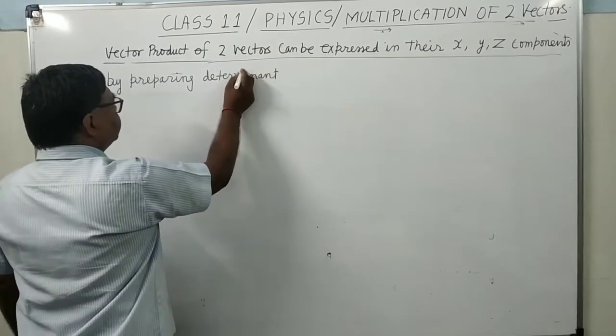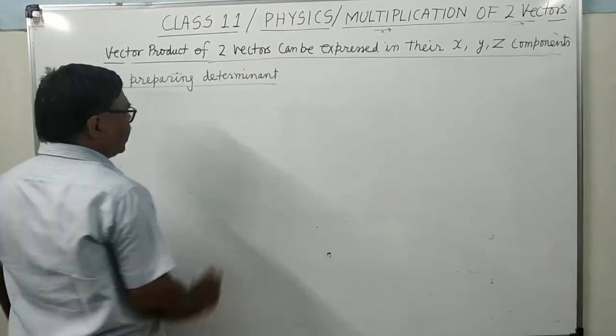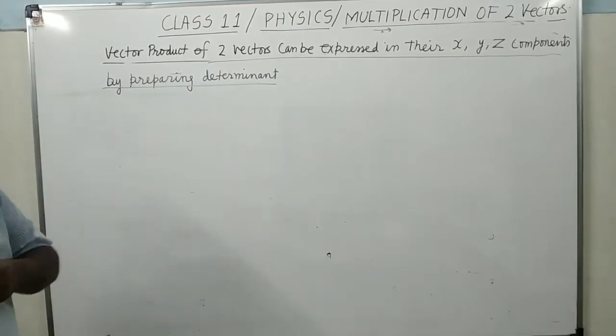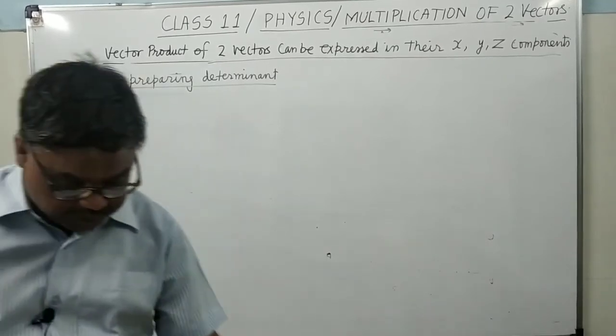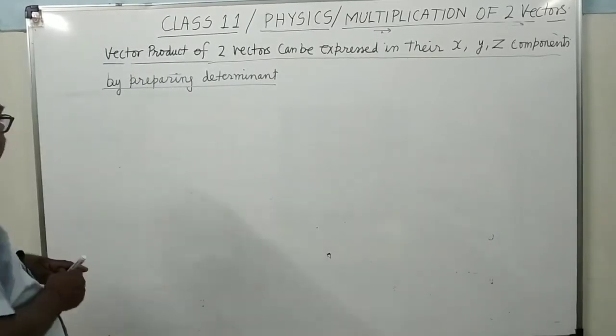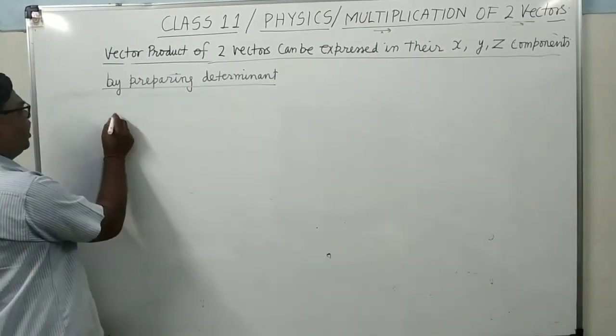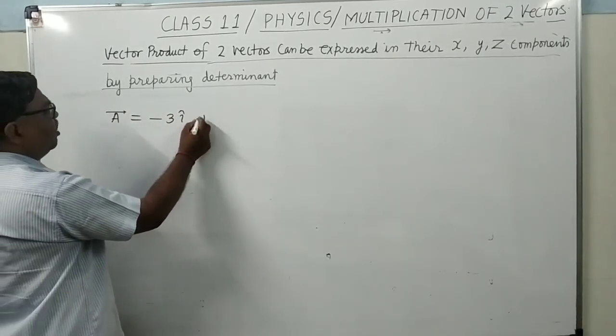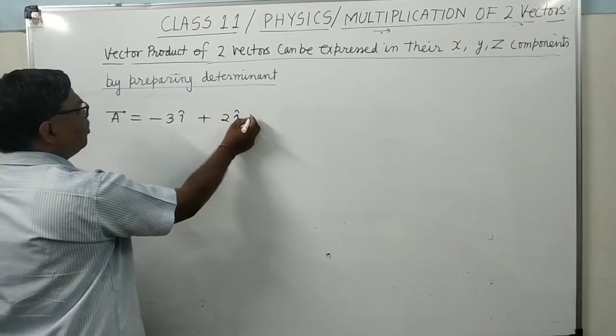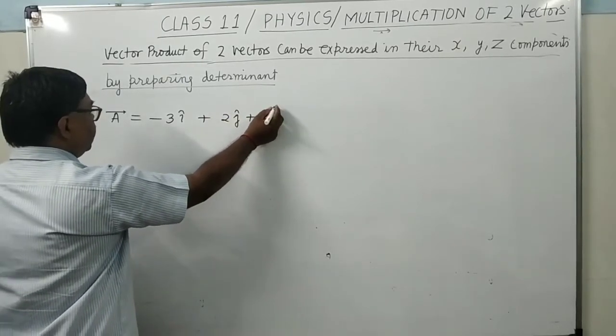Now determinant is just like the matrix. Matrix cannot be evaluated, determinant can be evaluated. It is clear. Here I am taking one example. You can take any one. Vector A equals minus 3i plus 2j plus 5k. It's clear.